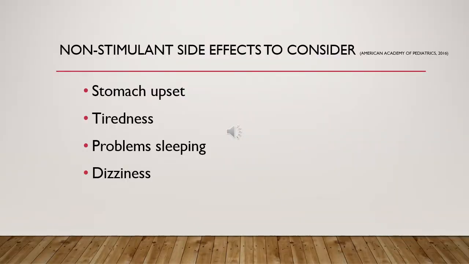Side effects of non-stimulants include stomach upset, tiredness or problems sleeping, and dizziness. Some of these side effects can be mitigated through medication timing. For example, if the medication is prone to causing sleepiness, it may be given at night. Non-stimulants may be helpful in children who cannot tolerate stimulant side effects. Stimulants can sometimes worsen anxiety symptoms, so occasionally atomoxetine or guanfacine may be started in children with comorbid anxiety disorders. Furthermore, when weight loss due to loss of appetite becomes a problem when children are on stimulants, they may be switched to a non-stimulant.